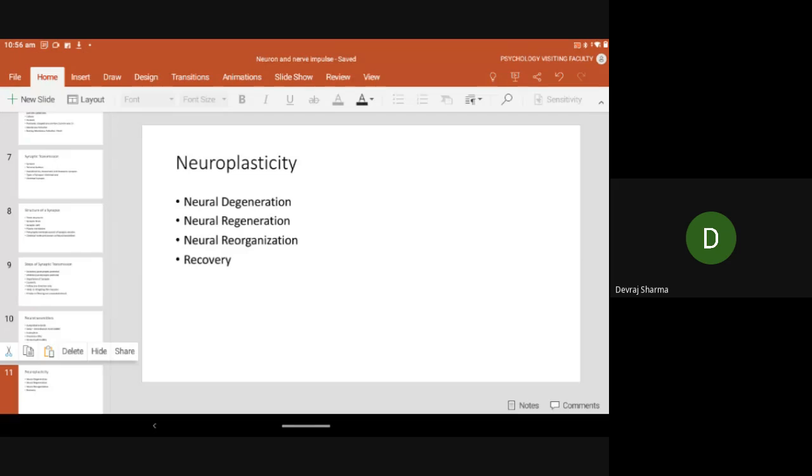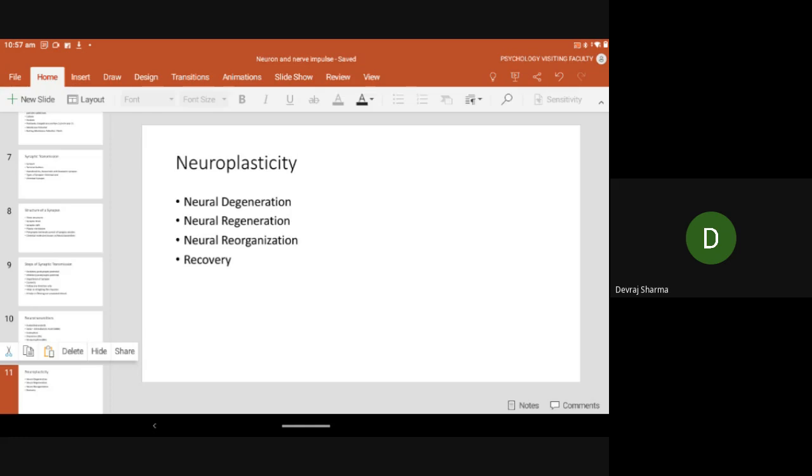So these may come as a short note, maybe of 3 marks each. There you don't have to write all in detail. You have to write just in brief what the neural regeneration is, and give some of the examples that are present in this study material. Now these are the neural degeneration and regeneration.